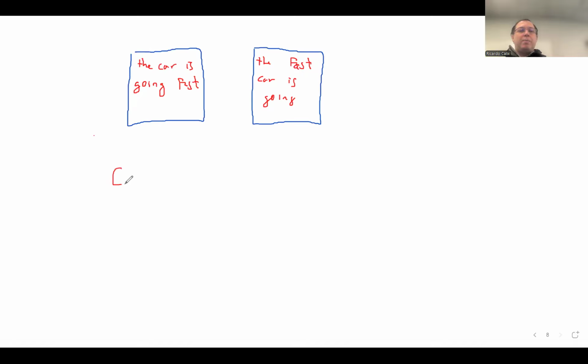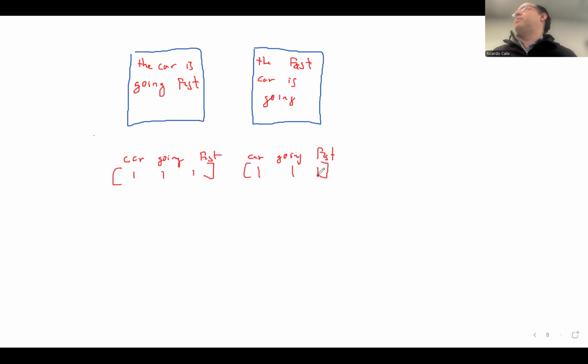But when we represent them in naive Bayes, we're going to lose order, right? So for instance, I'm going to use a vector: car going fast, and I have another one, car going fast. Really, these words are in both, so you're just going to get 1, 1, 1, 1, 1, 1. Do you see that? So you're going to lose some information, and you have to make these assumptions. And the fact that you lose that information is pretty important, right?